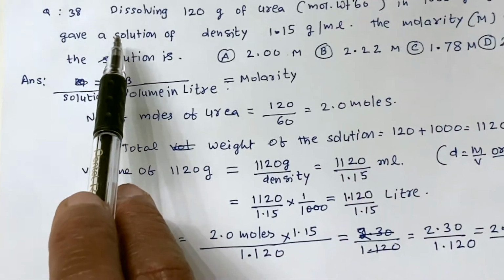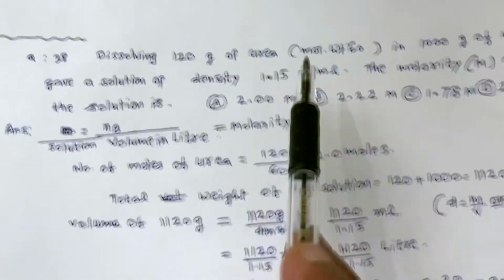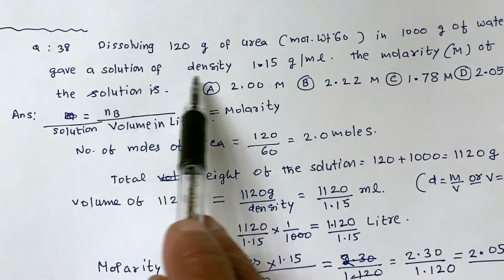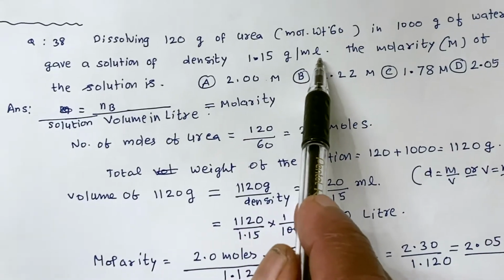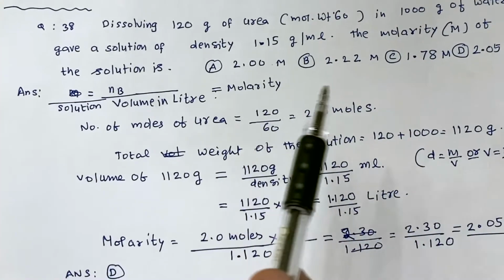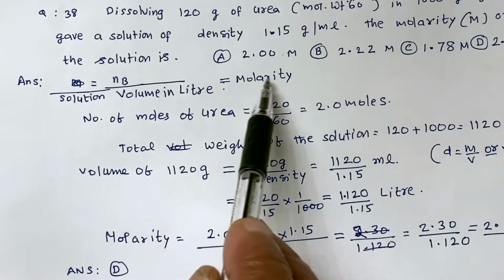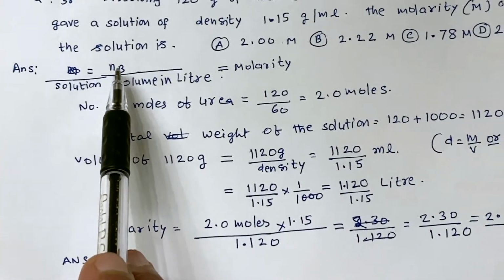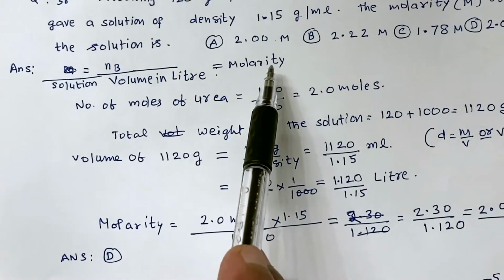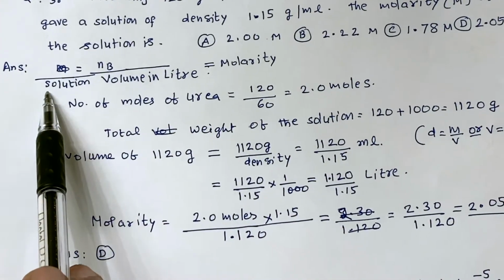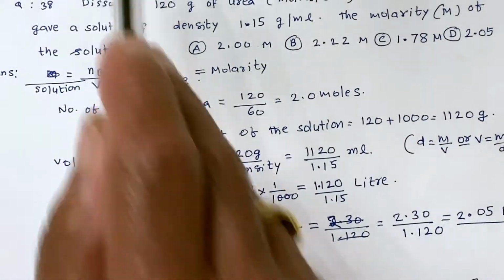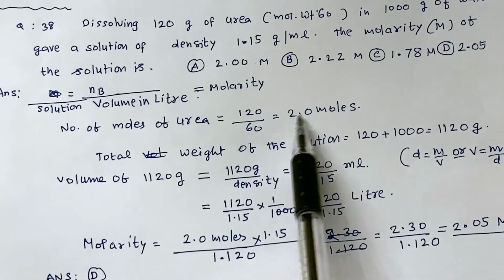So question number 38. Dissolving 120 grams of urea, molecular weight 60, in 1000 grams of water gave a solution of density 1.15 grams per ml. The molarity of the solution is, so we have to calculate the molarity. Normally molarity is equal to number of moles divided by the solution volume in liter. Normally molarity means volume in liter only we will be taking. So number of moles of urea is equal to 120 grams he has given, molecular weight of urea is 60. So 2 moles is coming.